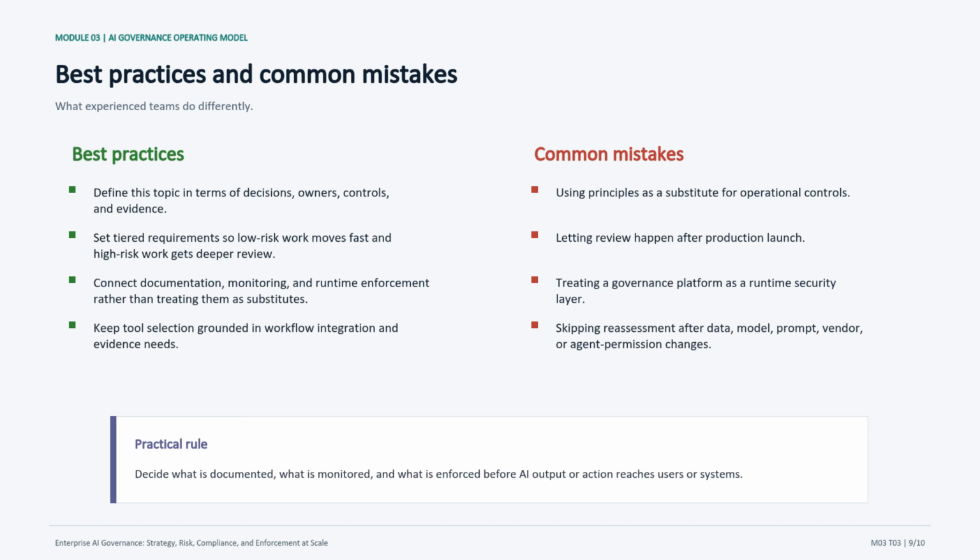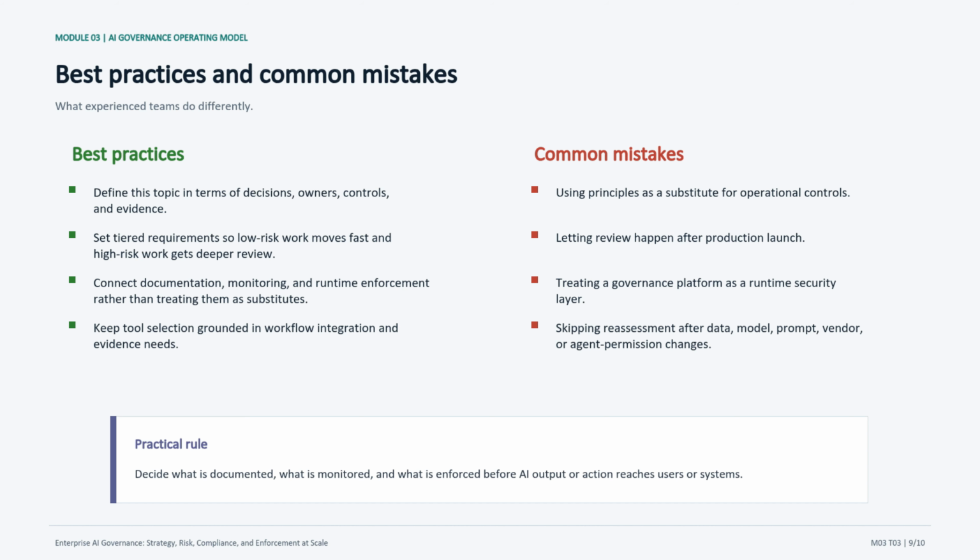Here, I would make the discussion practical and candid. The best practices are the habits that keep RACI designed for AI ownership connected to decisions, owners, controls, evidence, and actual system behavior. The common mistakes are equally important. Teams often write principles, review too late, confuse governance workflow with runtime security, or forget to reassess after data, model, prompt, vendor, or permission changes.